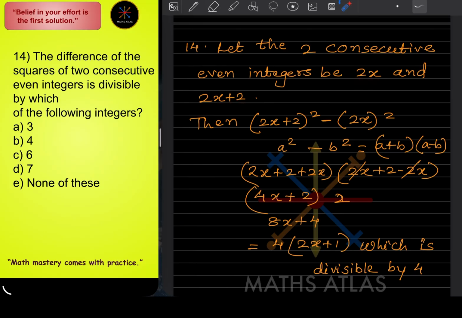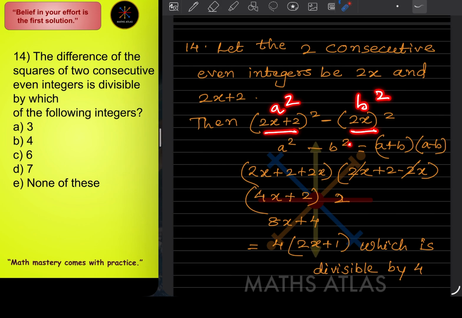So now we are going to take the squares of the two consecutive integers, because we are going to take the difference of them. So (2x plus 2) squared, because they said squares of two consecutive, and difference means minus, and the other one is (2x) squared. So now you can see we can consider this as a square and this as b square.